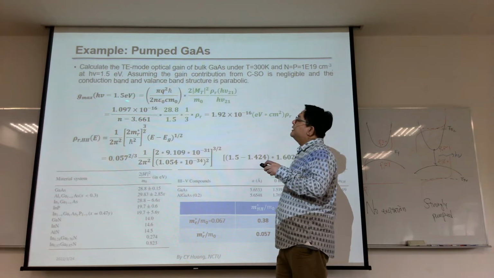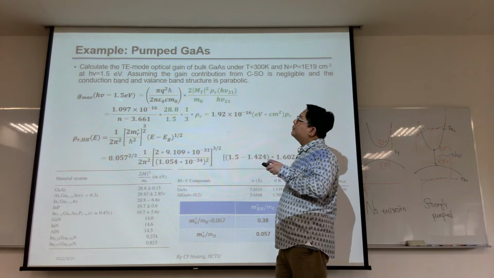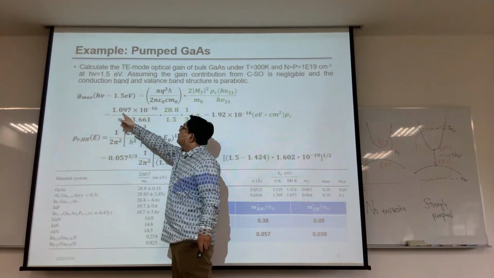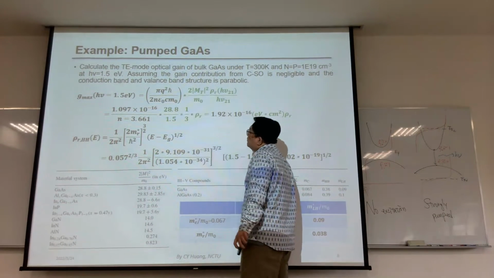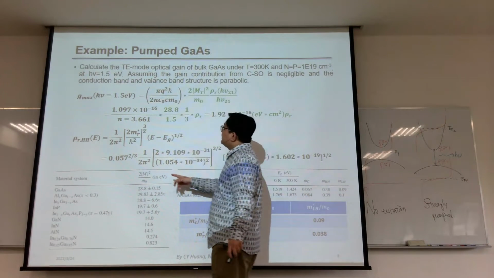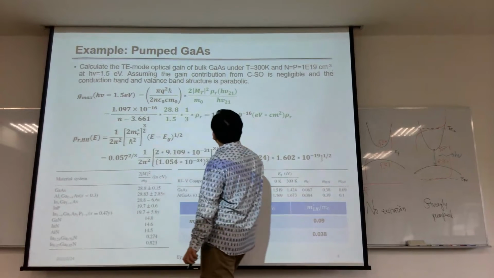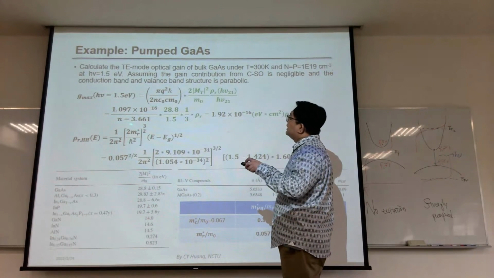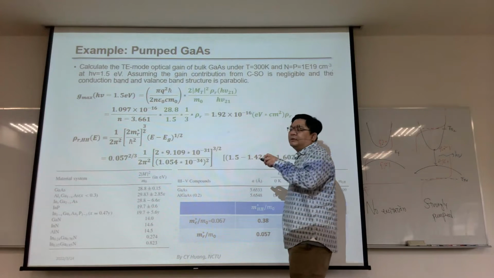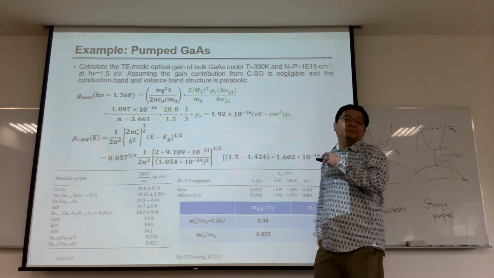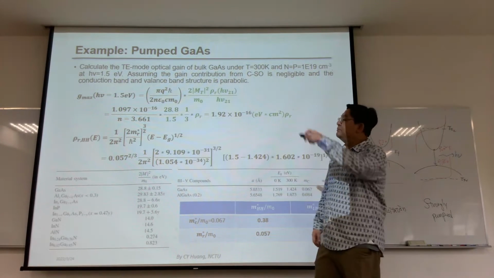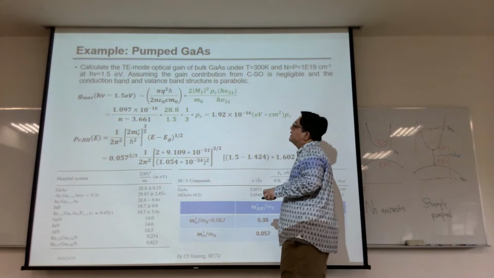At h nu equal to 1.5 eV, the whole bunch of constants is 1.097 times 10 to the minus 15 divided by the refractive index. Since here we are already given the refractive index, 3.661. This is a number from the internet, so that's okay. We just need to put the number in. It shouldn't be too far away.